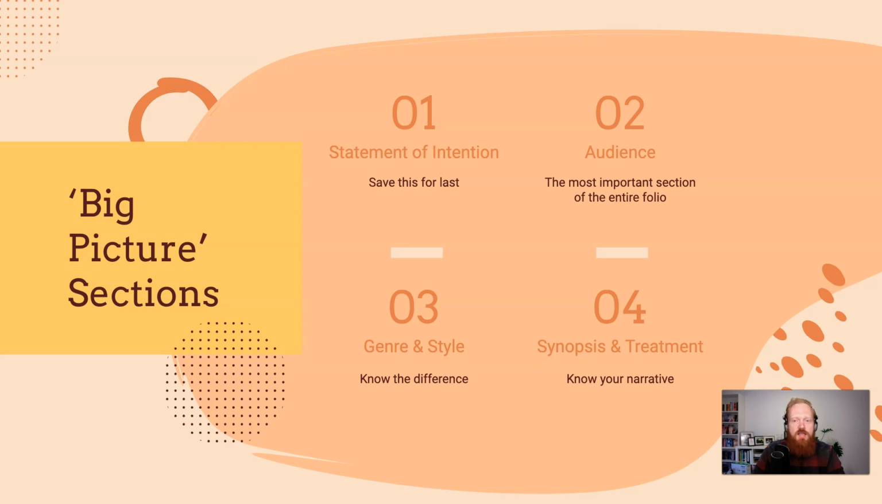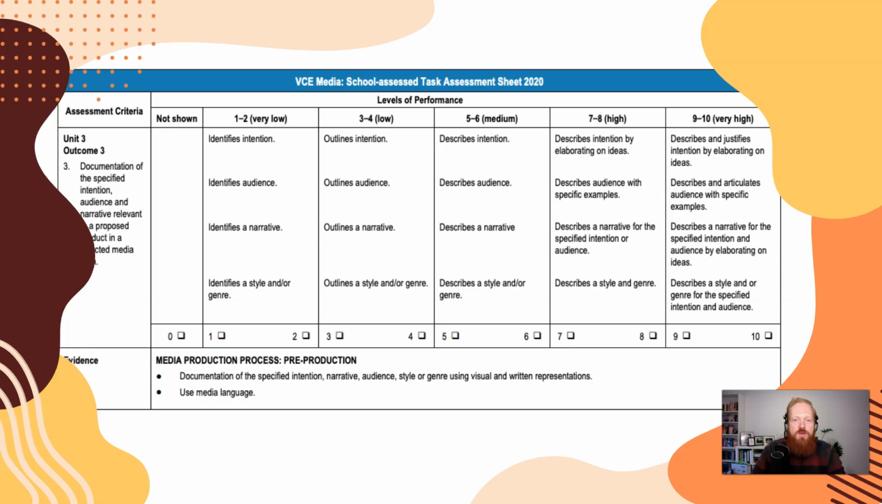Genre and style is something we've talked about before, and still it becomes a little bit confusing, but again, this sort of categorizes your actual production. And then finally, the synopsis and treatment, which is about the actual story. It's about the narrative.